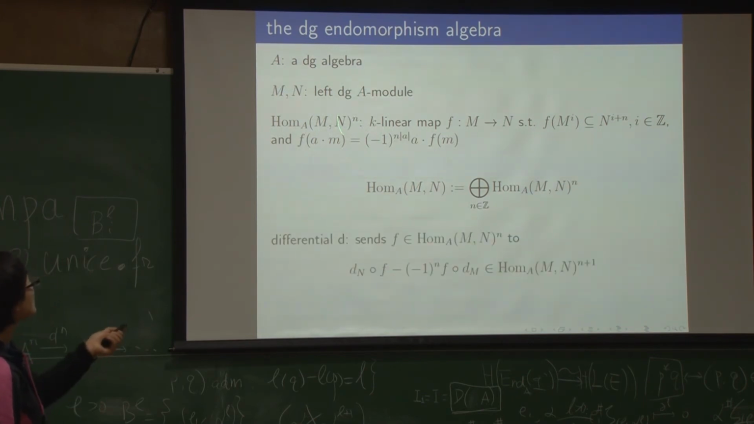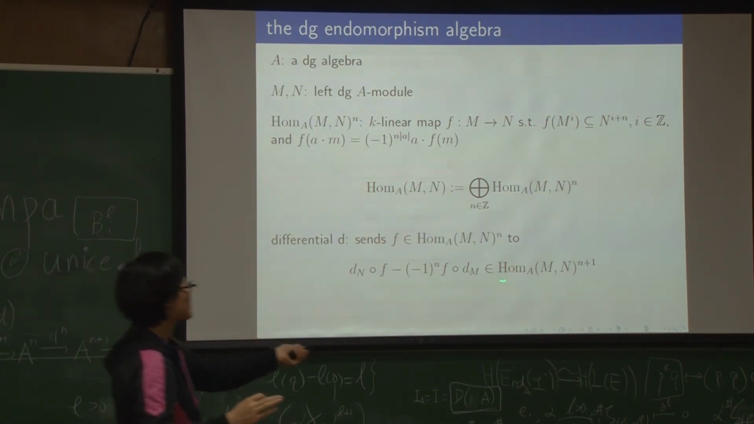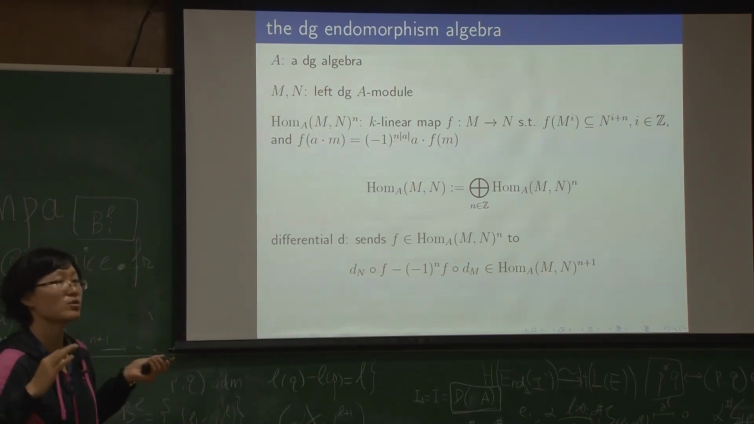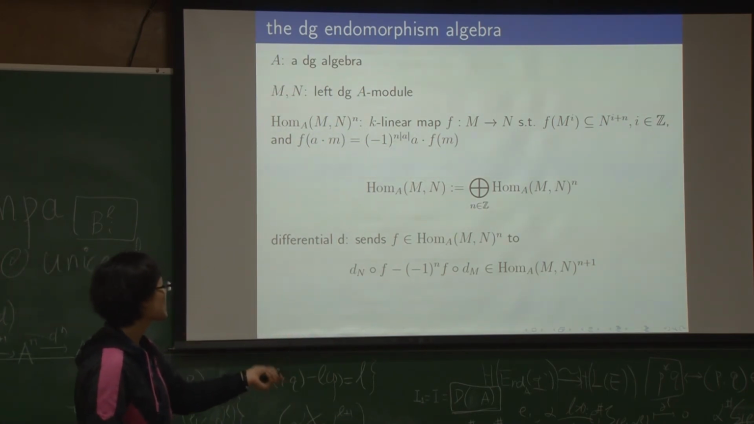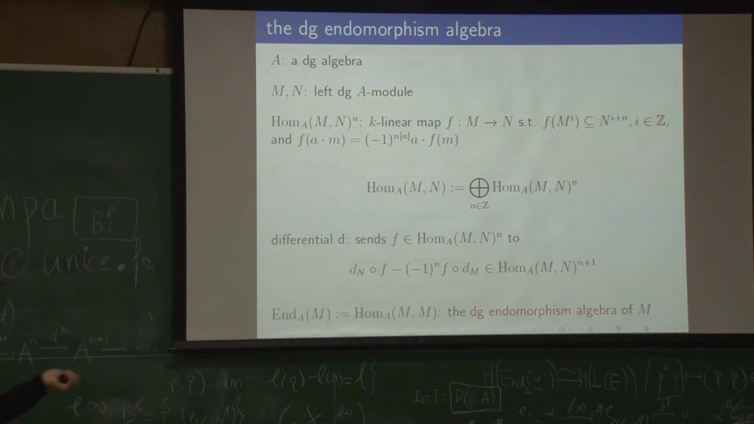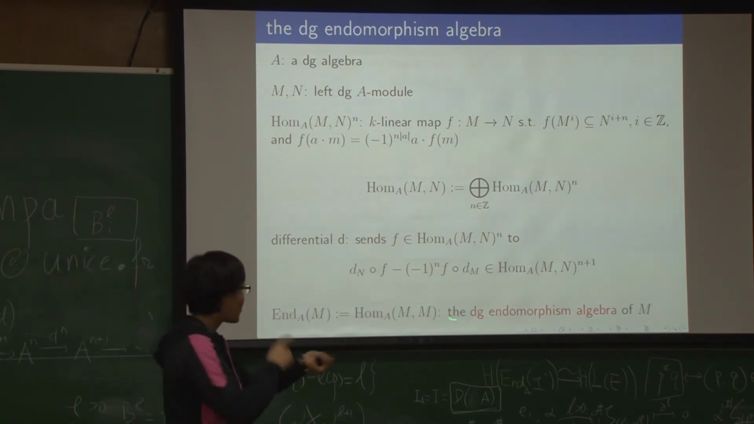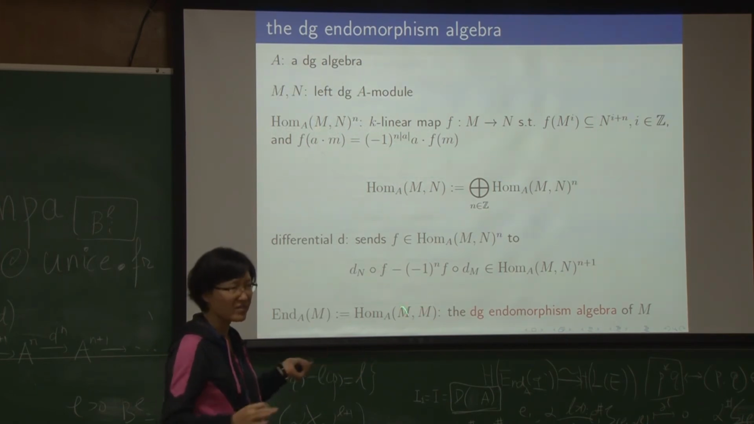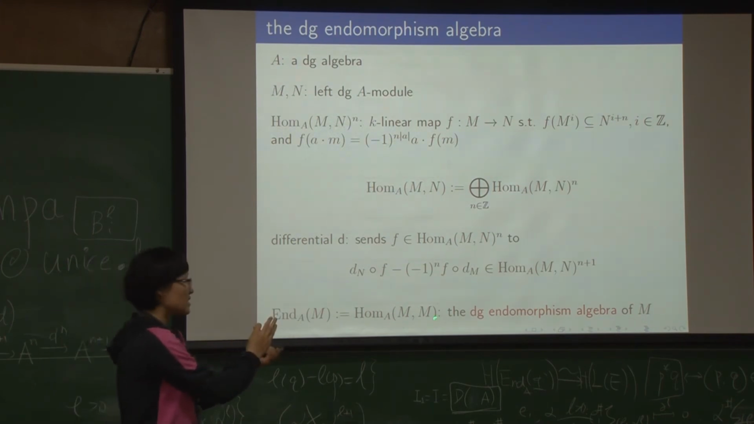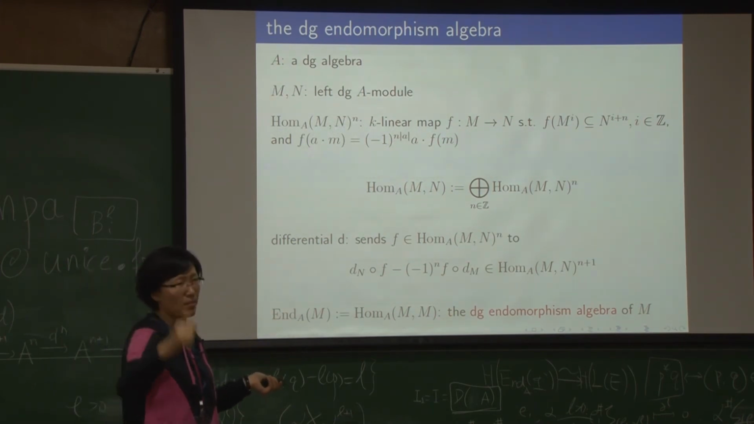and we can endow this graded vector space with a differential D. The differential is given by the differential of m and n, because our DG models have differentials. So we can have a differential for this whole space. If m and n are the same, then we have a DG algebra here. We can check that it's a DG algebra because m and n are the same. We have the composition as the multiplication.